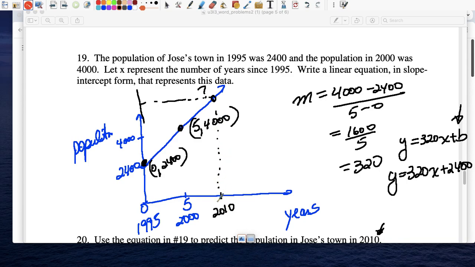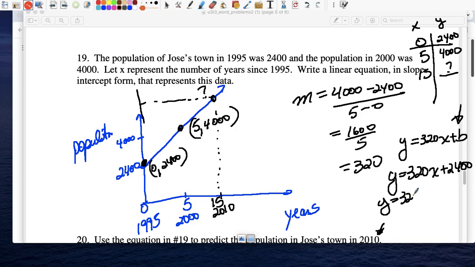So what's the x value? Well, let me write this as a table. 0, 2,400. 5 years later, which is the year 2000, the town had 4,000 people. And then 15 years later, what's the population? That's what they're asking. So the input is 15. So y equals 320 times 15 plus 2,400, which equals 7,200. So 15 years later, we can predict that the town is going to have 7,200 people.